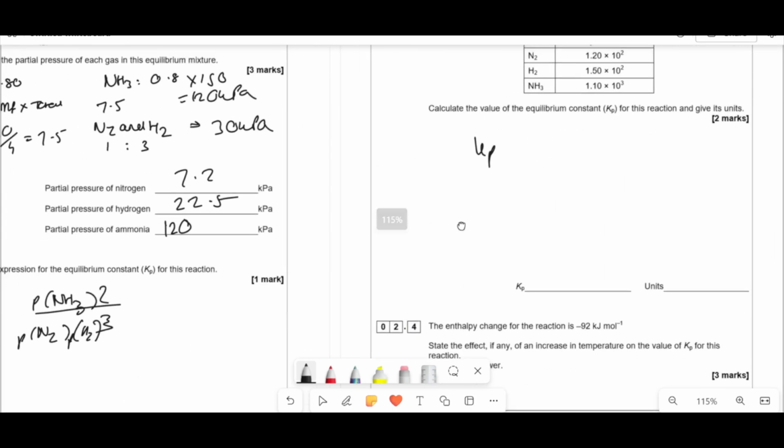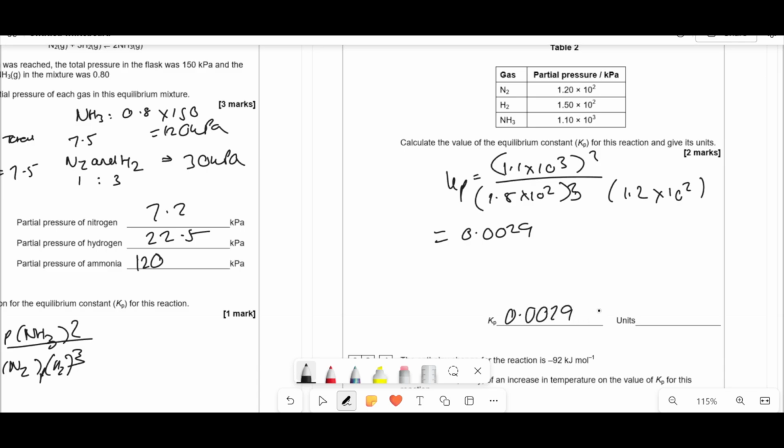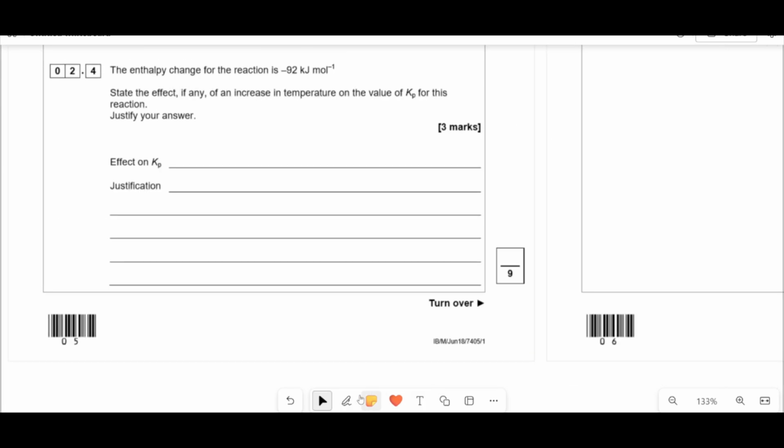So I'm just going to zoom out so I can actually see it. Kp is going to be 1.1 times 10 to the 3 squared all over 1.5 times 10 to the 2 cubed, sorry. And that's going to be 1.22. If I do that and I plug that in, I get 0.0029. So 0.0029 is what Kp is. And if you look at our units, what's the question given us in? Kilopascals. It's kilopascals squared all over something cubed, so it's going to be kilopascals to the 4. So 2 minus 4 is minus 2, so it'll be kilopascals to the minus 2. There you go.